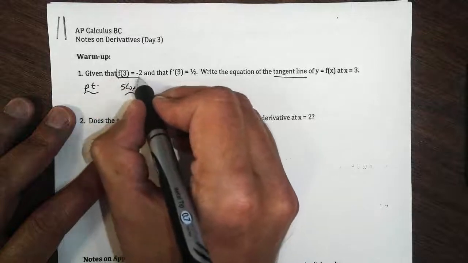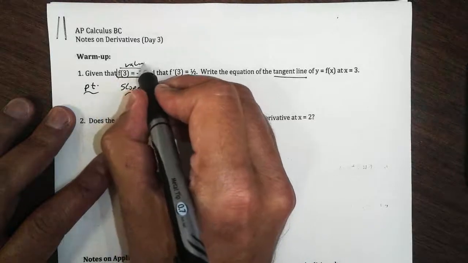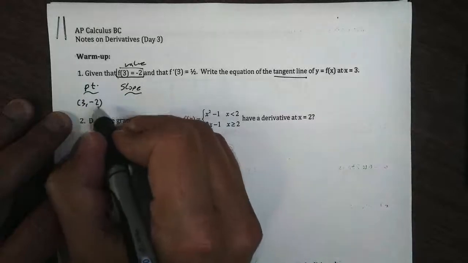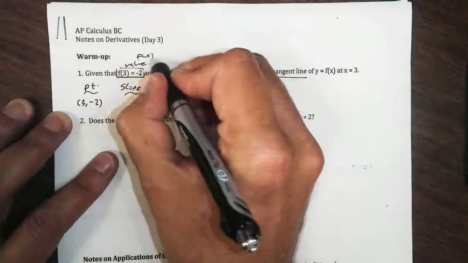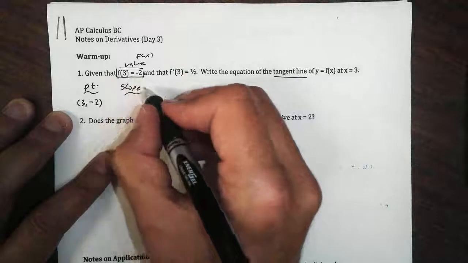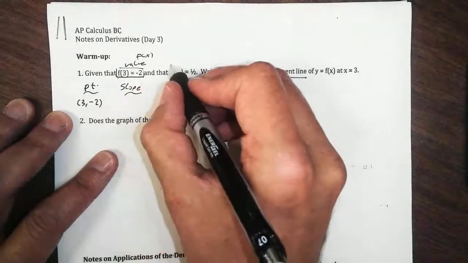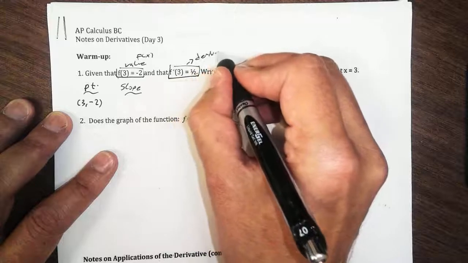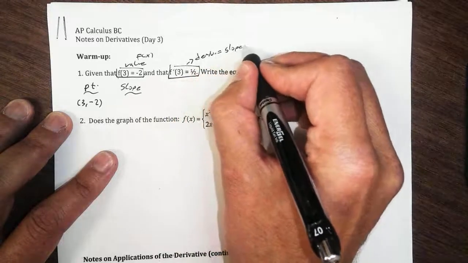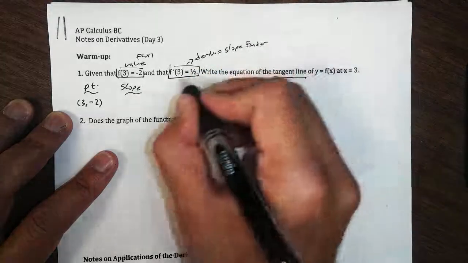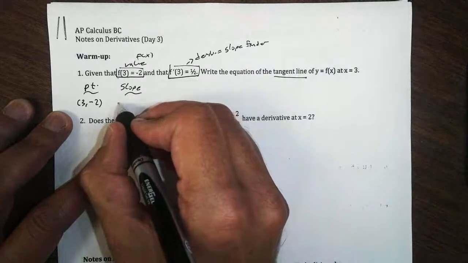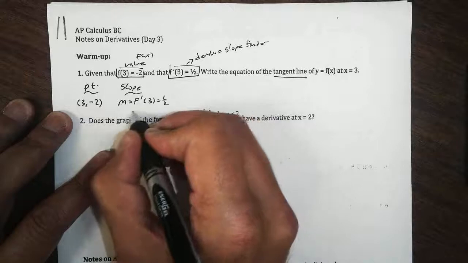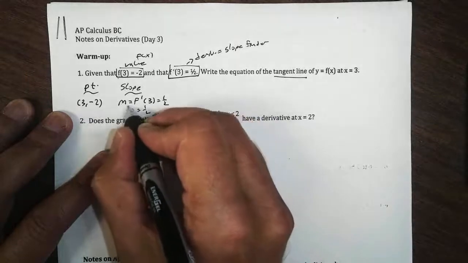To get the point, it's pretty simple. I can look right here. This f of 3 equals negative 2. That's the value of my function. So I know my point is going to have an x value of 3 and a y value of negative 2. That's f of x, that's your value. To get the slope, we know that comes from our derivative. We should remember that the derivative is a slope finder for us. So we know that the slope is the value f prime of 3, which is 1/2. So our slope is just 1/2.